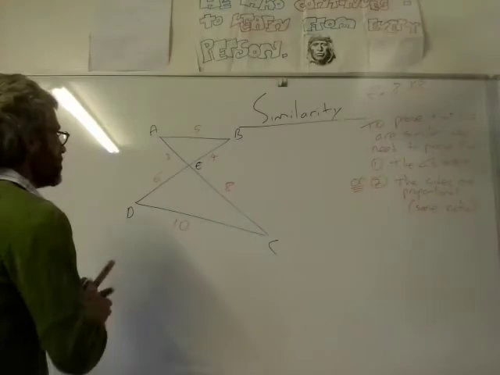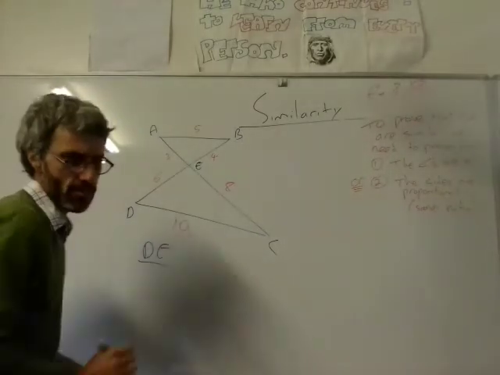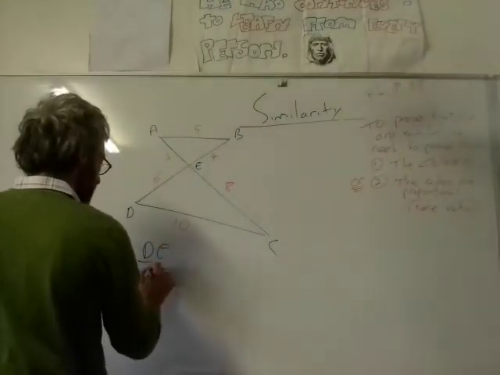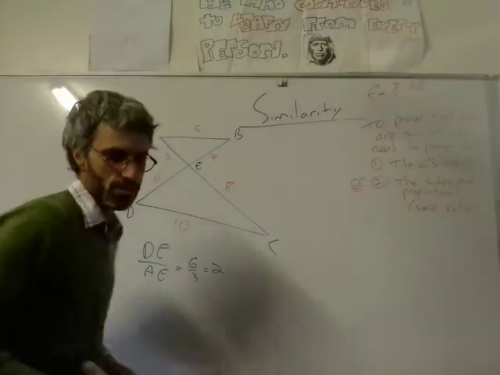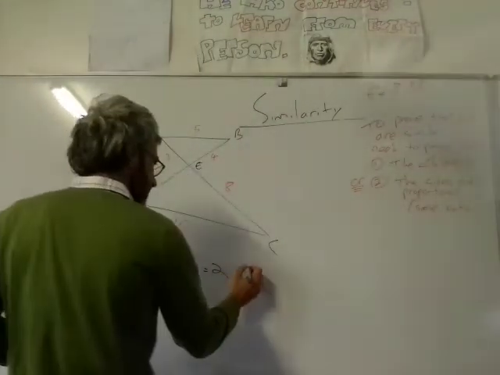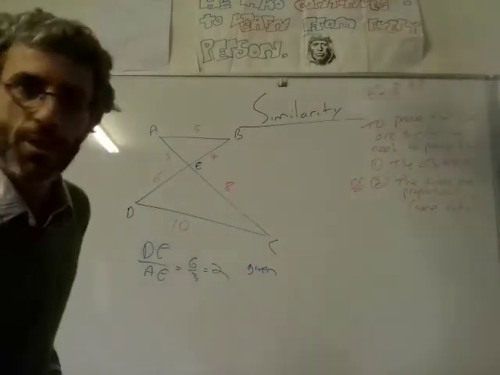This is how you do it. You say, okay, look, DE divided by AE is 6 divided by 3 is 2. And you're going to just write down a reason. A reason is obviously given. Hope you can see it all there.